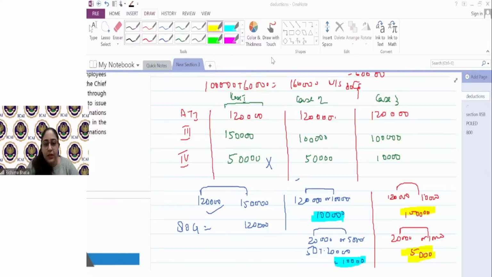Guys, is it clear? Swati, Santosh, Harshit has given a green signal. Thank you. Smita.